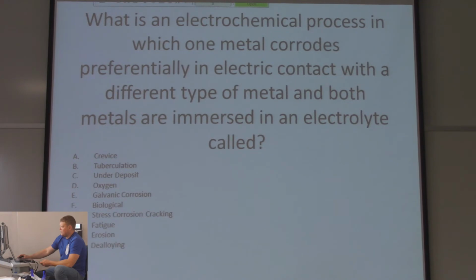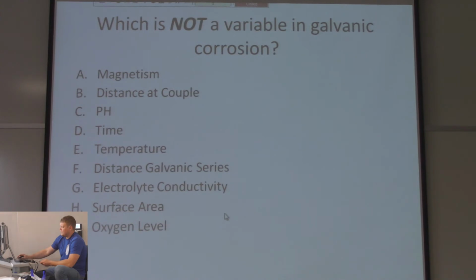What is an electrochemical process in which one metal corrodes preferentially in electric contact with a different type of metal, and both metals are immersed in an electrolyte, called? I'll give you a hint. It's the new one that was added in this slide. Correct. Galvanic corrosion, right? The next slides will be based off of galvanic corrosion.